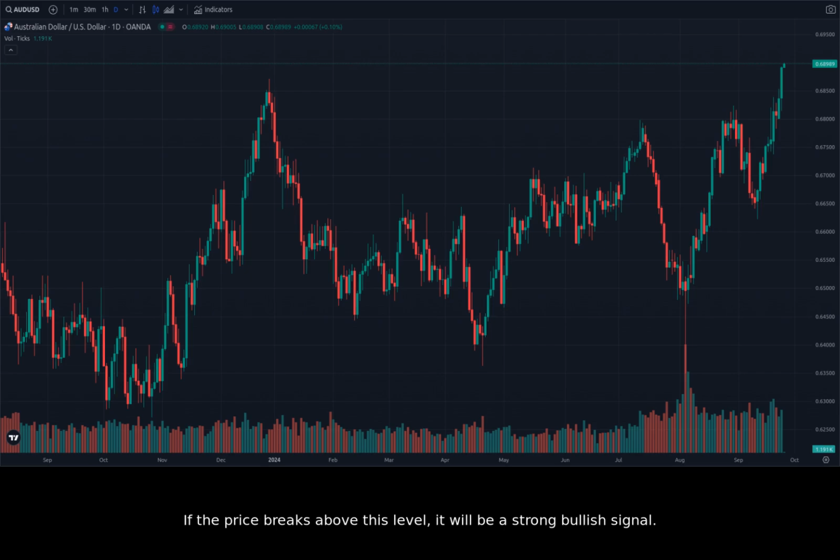If the price breaks above this level, it will be a strong bullish signal. However, if the price fails to break above this level and reverses downwards, it could be a bearish signal.